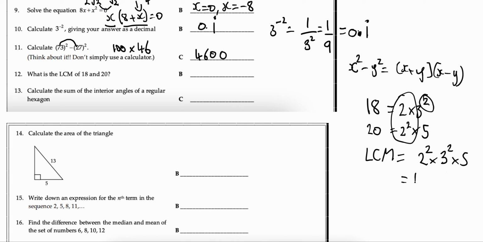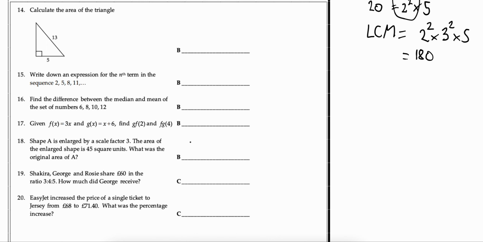So it's going to be 180 if you calculate that out. The interior angles of a regular hexagon. So hexagon is a 6-sided shape. So you have to subtract 2 from the number of sides and multiply by 180. So that's going to be 720 degrees. So you remember it's n minus 2 times 180 to get the sum of the interior angles.